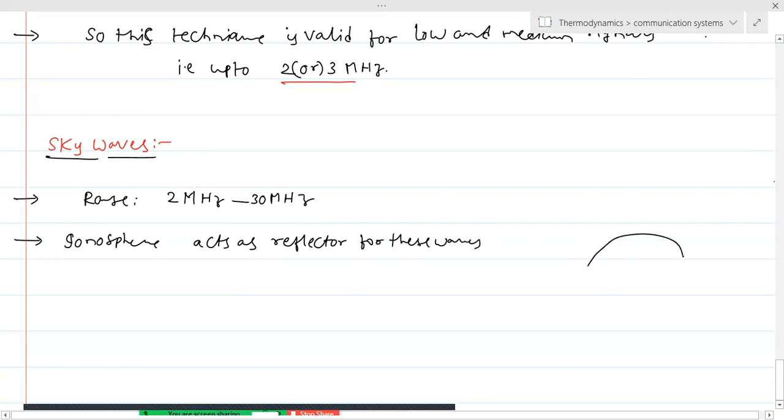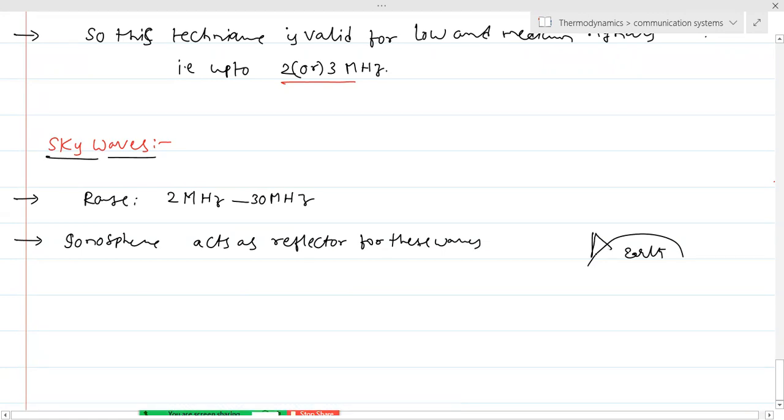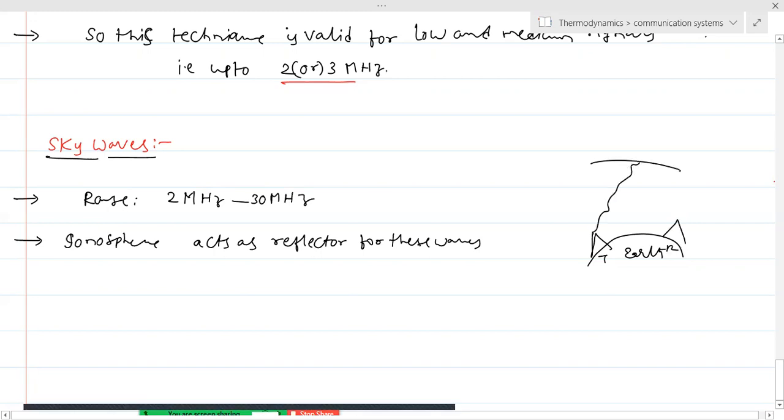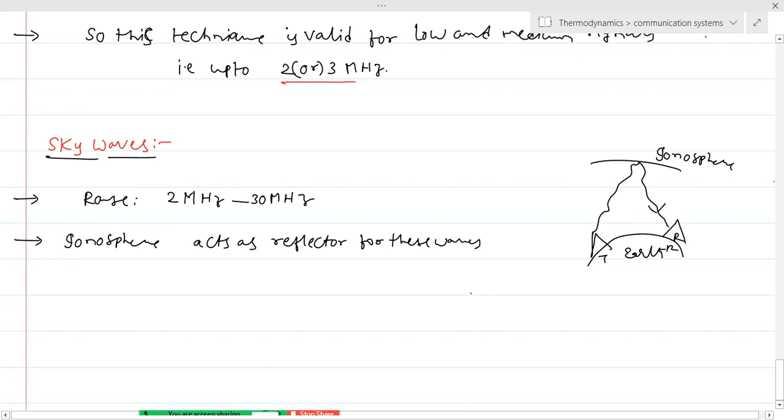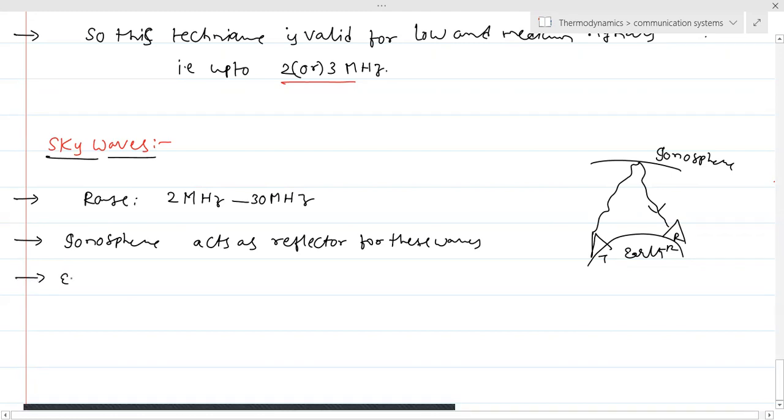So if this is the earth, on the earth we are taking this as the transmitter and this may be the receiver. The waves which are emitted from the transmitter travel up to the ionosphere and get reflected back to the receiver. This generally takes place during the propagation of sky waves. The waves from the transmitter go up to the ionosphere and are reflected back to the receiver.